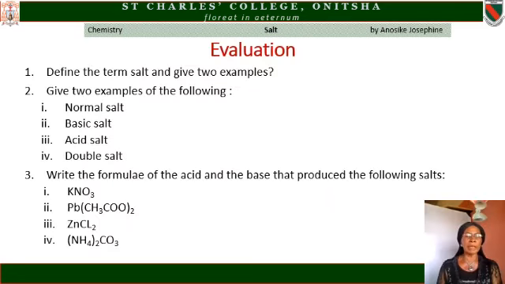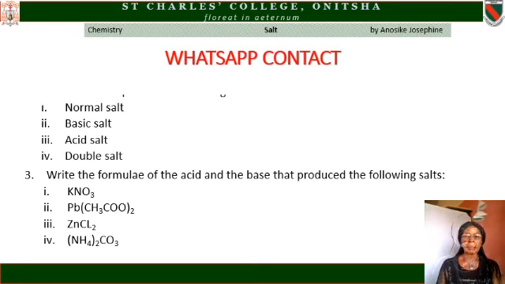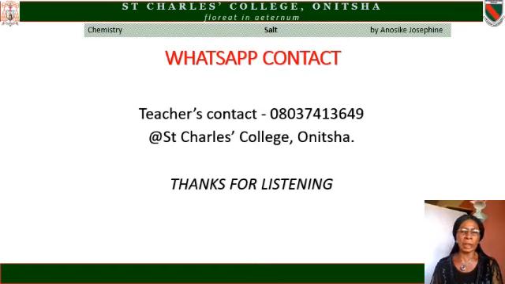Now we have come to the end of the lesson. We would like to evaluate ourselves by answering the following questions. 1. Define the term salt and give 2 examples. 2. Give 2 examples of the following: normal salt, basic salt, acid salt, double salt. 3. Write the formula of the acid and the base that produce the following salts: KNO3, lead methanoate, zinc chloride, ammonium trioxocarbonate 4.